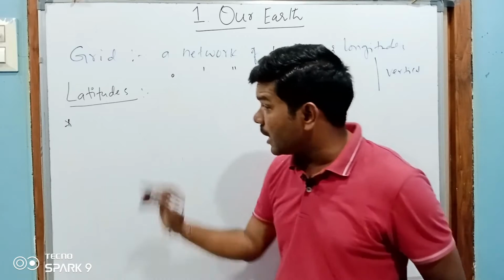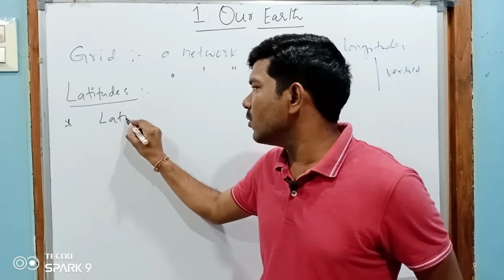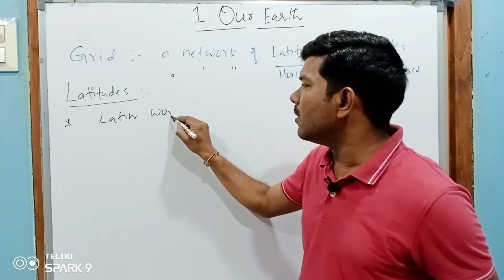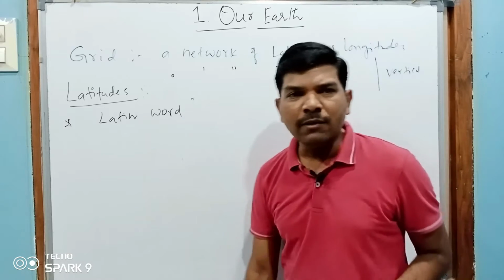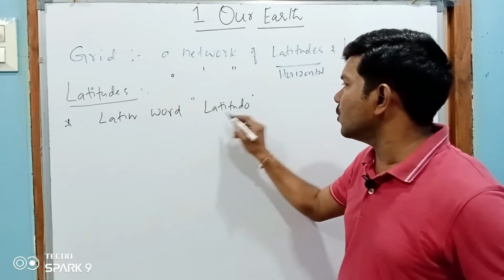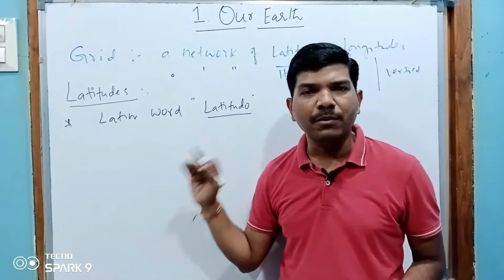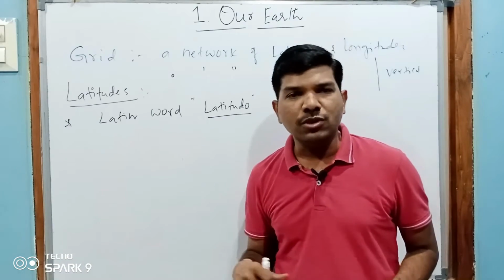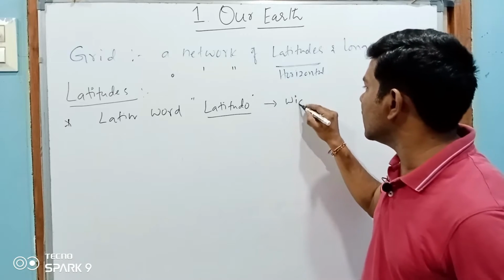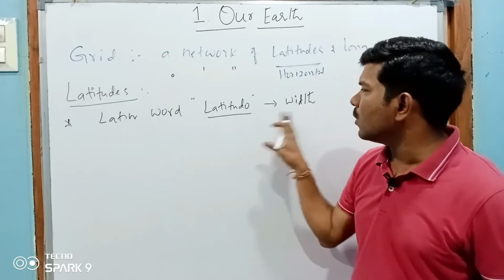The word latitude is derived from a Latin word, that is latitudo. ఇది లాటిన్ వర్డ్ నుంచి వచ్చింది. లాటిట్యూడ్ అనే పదం లాటిన్ పదం నుంచి వచ్చింది. లాటిట్యూడ్ అంటే that means width, అంటే వెడల్పు. Latitudo means what? Width.